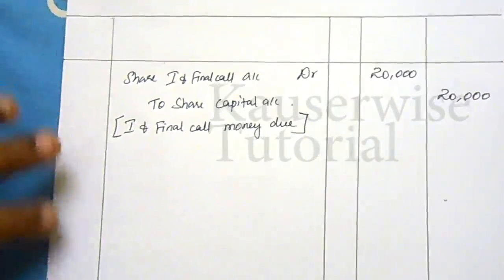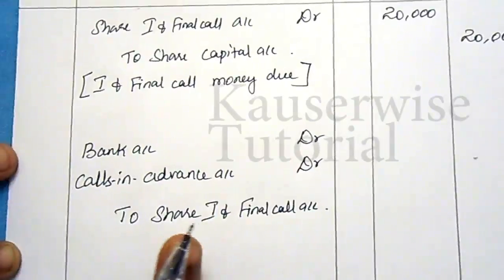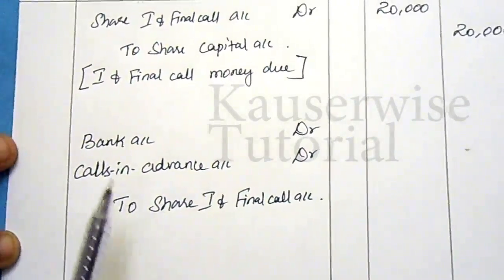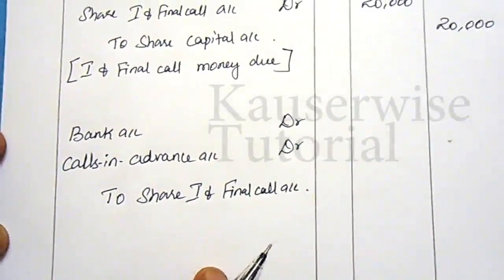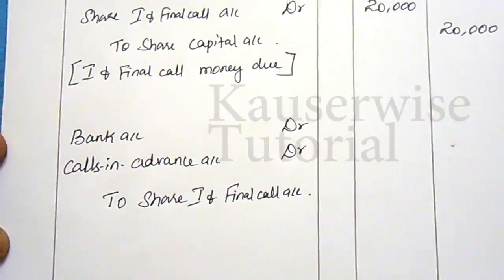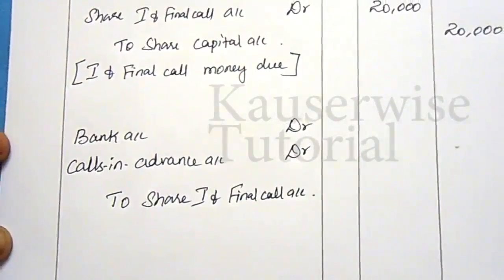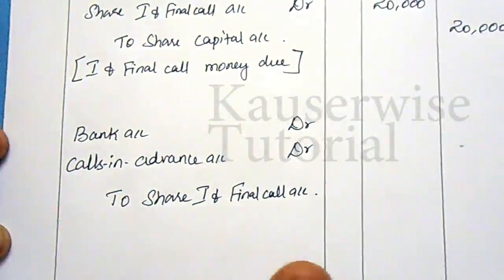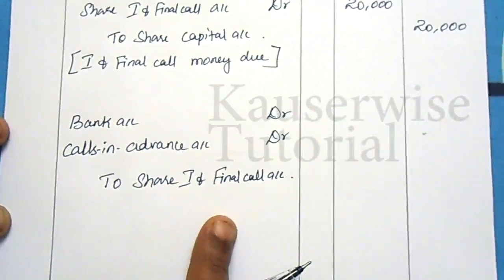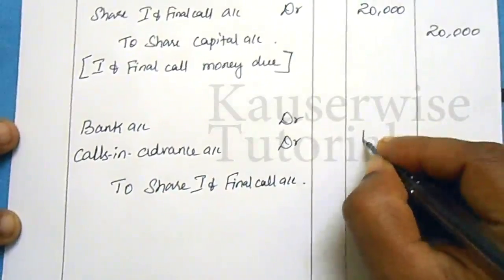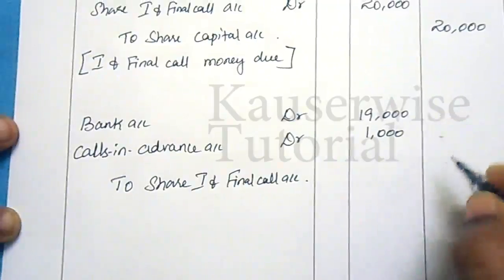And the last entry is the entry for first and final call money received. This is the entry for call money received, that is bank account debit to share first and final call account. But in this problem, one of the shareholders has paid for 500 shares, that is 500 into 2 rupees call money, paid along with allotment, that is calls in advance. That amount should be debited here. The remaining amount will be received from the rest of the shareholders. So 1000 rupees debit, the remaining 19,000 you can receive from the other shareholders.